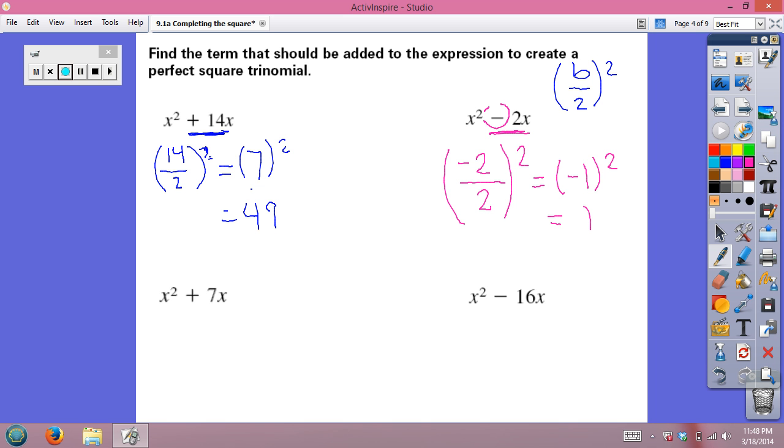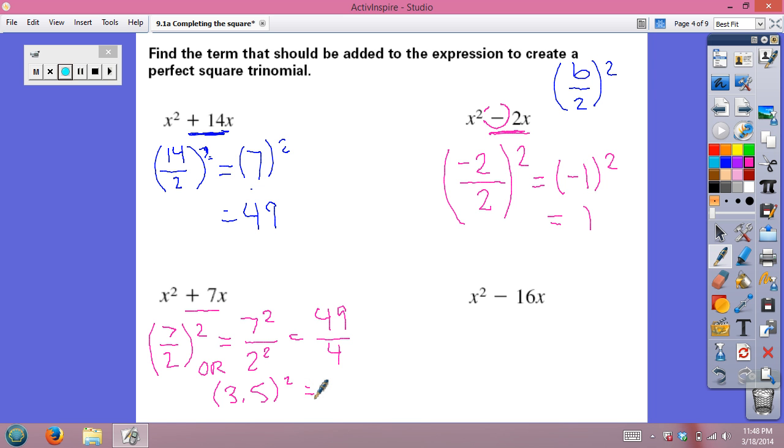In the third example, we get a positive 7 for our b value. So we have 7 divided by 2 squared. And you can do this one in two separate ways. You can leave it in fraction form, which I know scares many of you. But that would be 7 squared over 2 squared, which would be 49 over 4. Or we know that 7 divided by 2 is 3.5. 3.5 squared will give us 12.25.